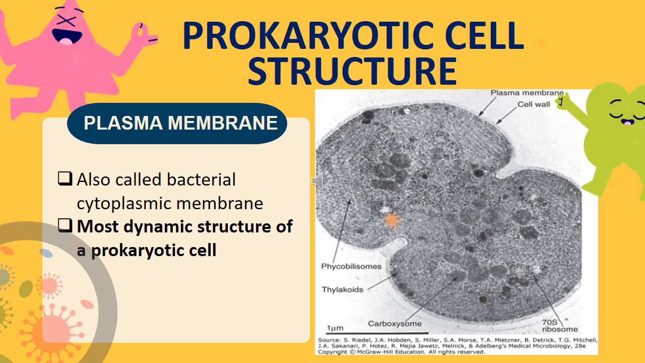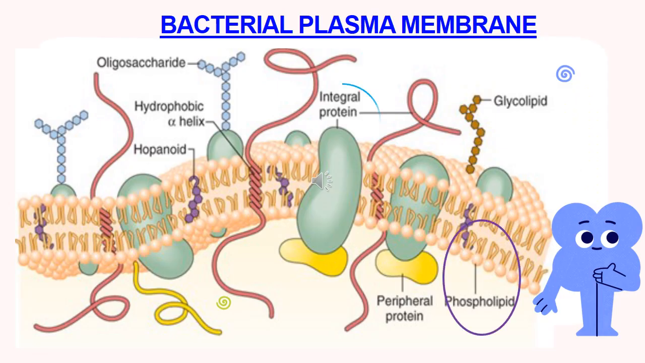And this is considered to be higher than that of your mammalian cell membrane. Okay, so remember that your plasma membrane is also the most dynamic structure of your prokaryote. So as you can see in the figure, this is a typical picture of your plasma membrane, which is composed primarily of proteins and phospholipids. Mainly, its function would be transport, biosynthesis, and energy transduction.